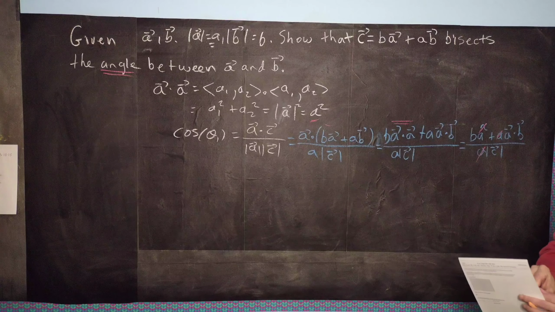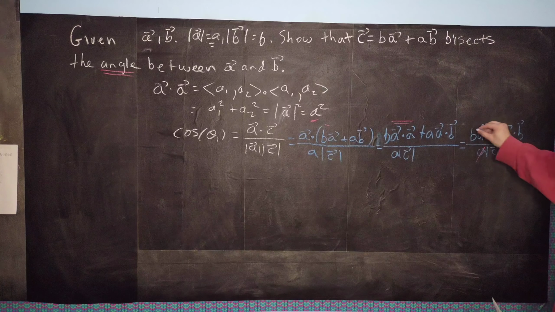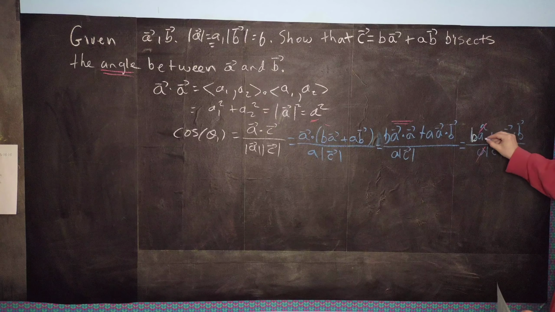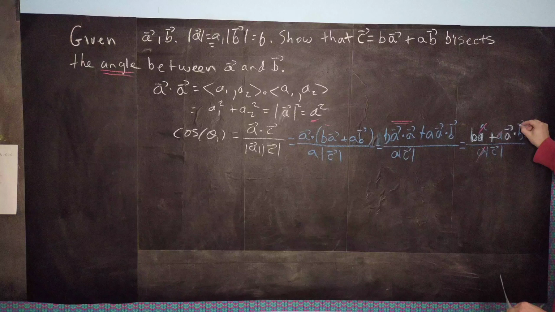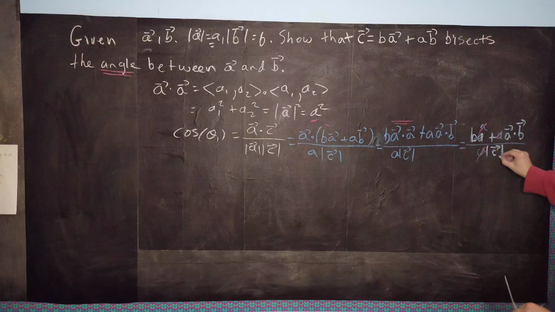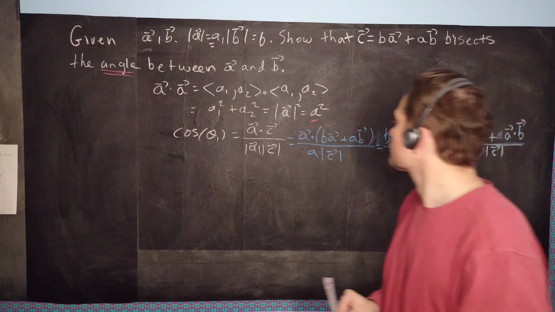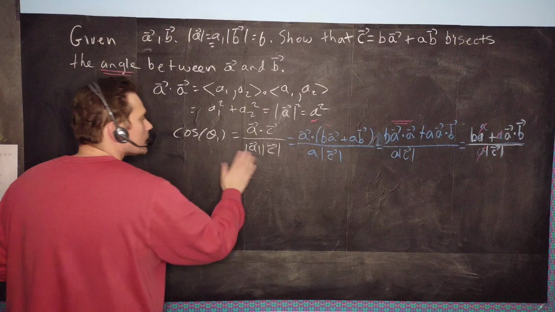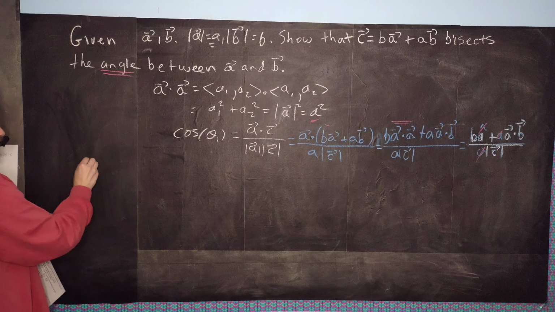So all that remains, in fact, as you can see there, let me stress it, is this b with a single a plus the vector a dotted with the vector b over the magnitude of c. That's what remains. So let's see whether for the second angle we get the same expression or not. That's all that really matters in the end.